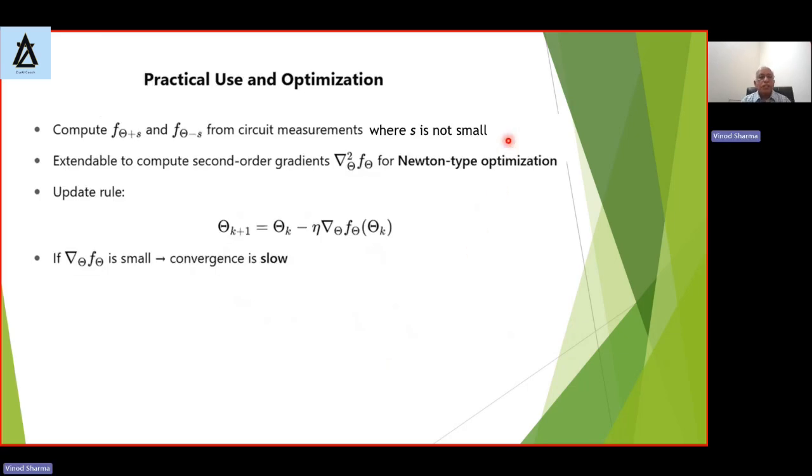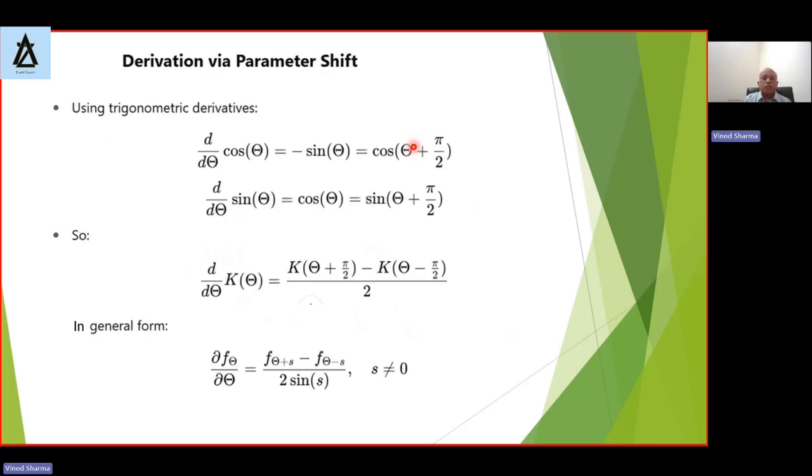Now, to compute the gradient, we compute f of theta plus s and f of theta minus s from the circuit measurements corresponding to theta plus s and theta minus s, where this s that we are taking will not be too small. Because if you take it too small, then we'll again get into the trouble of large errors. Here we have the choice of not taking it small. And that way, from this expression, computing each one of them, we can get this derivative.